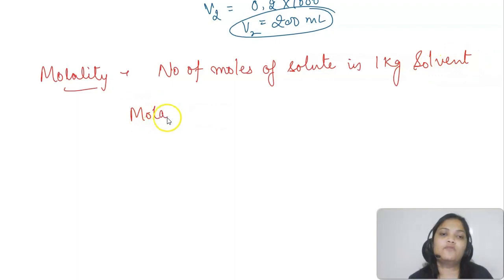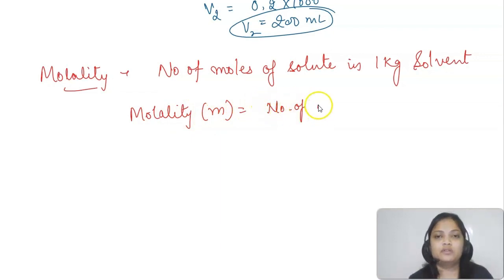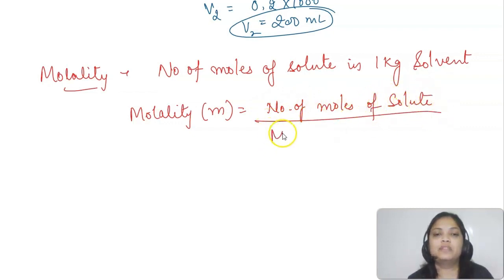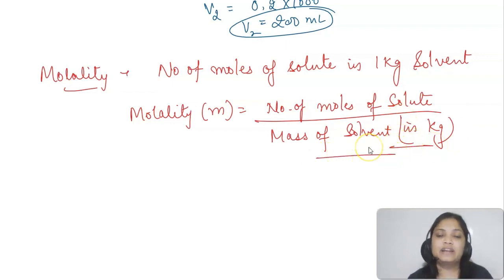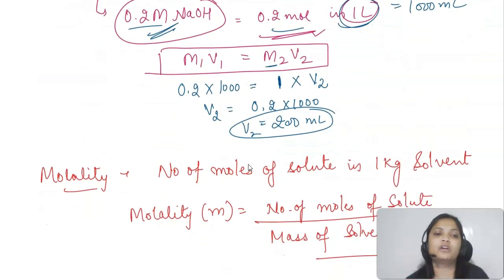So what is the formula of molality? It will be denoted by small m. Okay, capital M is molarity and small m is molality. The number of moles of solute divided by the mass of solvent in kilograms. Once you divide it by the mass of solvent in kilograms, you will get the molality. And these are the terms that we are actually using for representing the concentration of various types of solutions. In detail we will be learning it in your solution chapter.